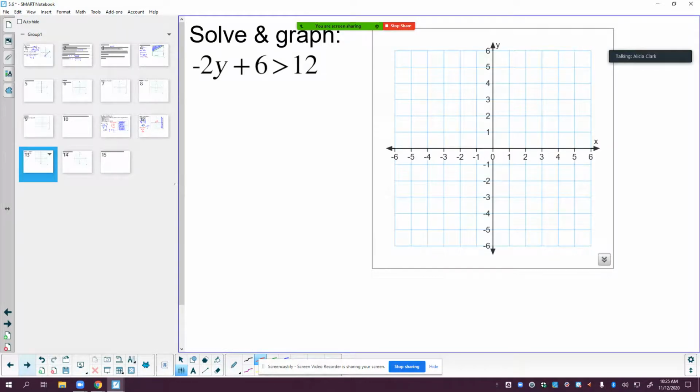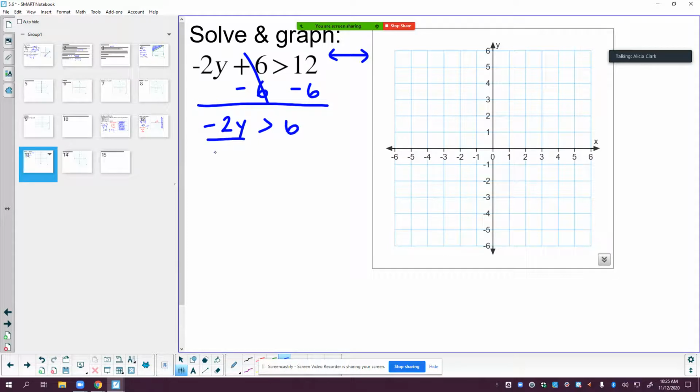Now, if we have a y variable, you have to remember that y makes a horizontal line. So our line is going to be horizontal in this case. Negative 2y plus 6 is greater than 12. I'm going to subtract 6 on both sides. Negative 2y, this cancels, is greater than 6.